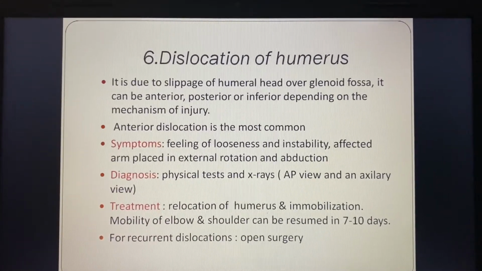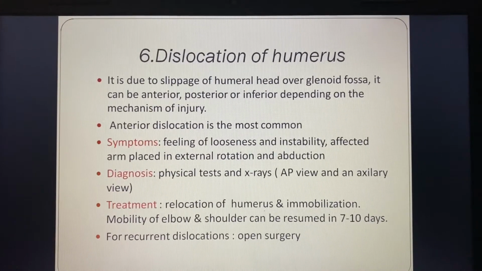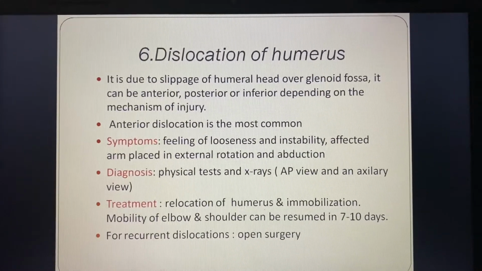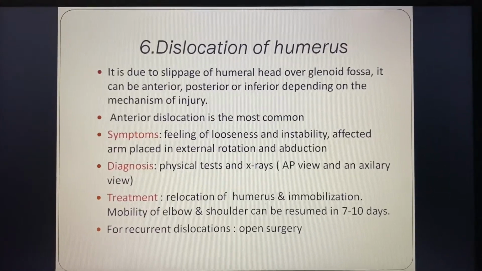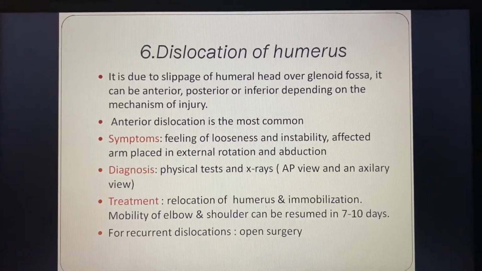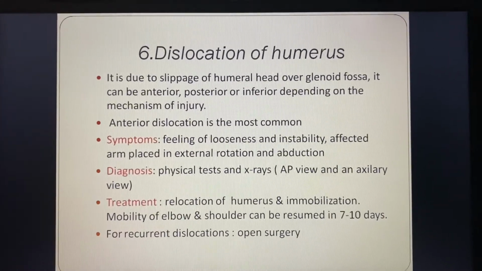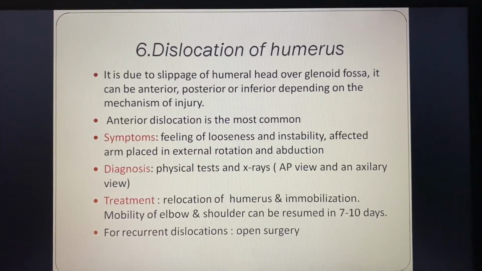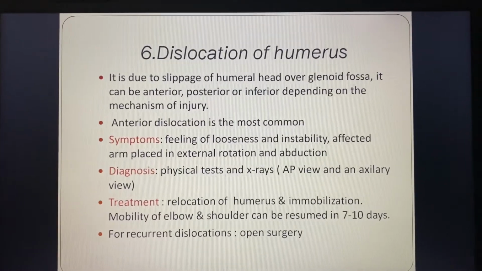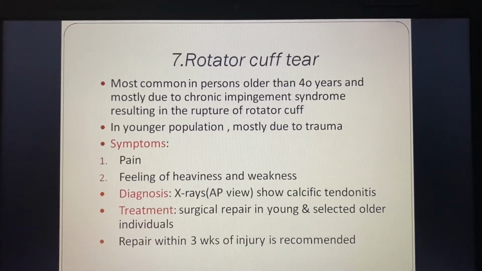Dislocation of the humerus. It is due to slippage of the humeral head over the glenoid fossa. It can be anterior, posterior, or inferior depending on the mechanism of injury. Anterior dislocation, however, is the most common. Symptoms: feeling of looseness and instability, affected arm placed in external rotation and abduction. Diagnosis: physical tests and X-rays are used, AP view and an axillary view. Treatment: relocation of the humerus and immobilization. Mobility of the elbow and shoulder can be resumed in 7 to 10 days. For recurrent dislocation, open surgery is used.